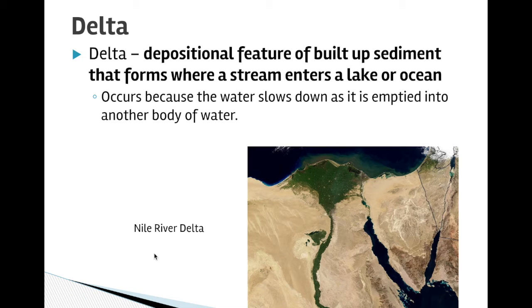So a delta is basically the deposition, a feature that starts to get built up from sediments. All right, so basically those sediments start to get built up, and we'll see that form where a stream enters a lake or an ocean. It will occur because all that water is starting to slow down, and then it will empty into another body of water, changing its original stream.